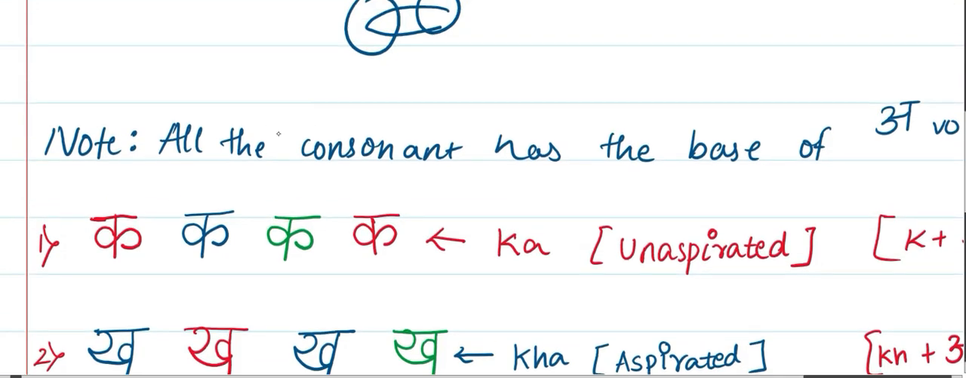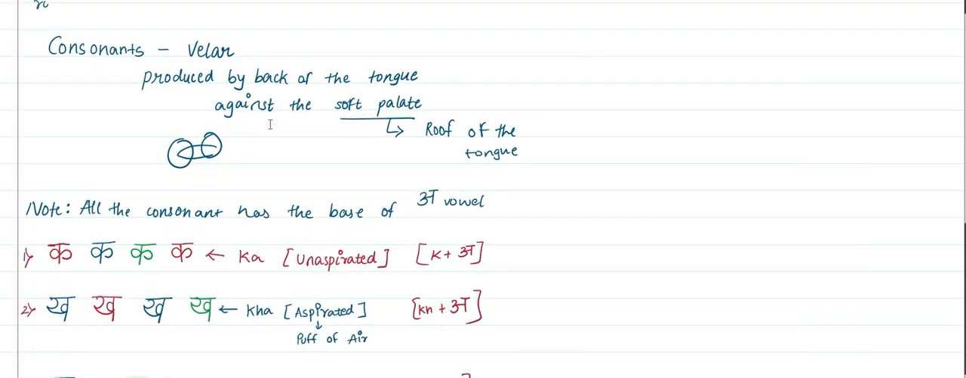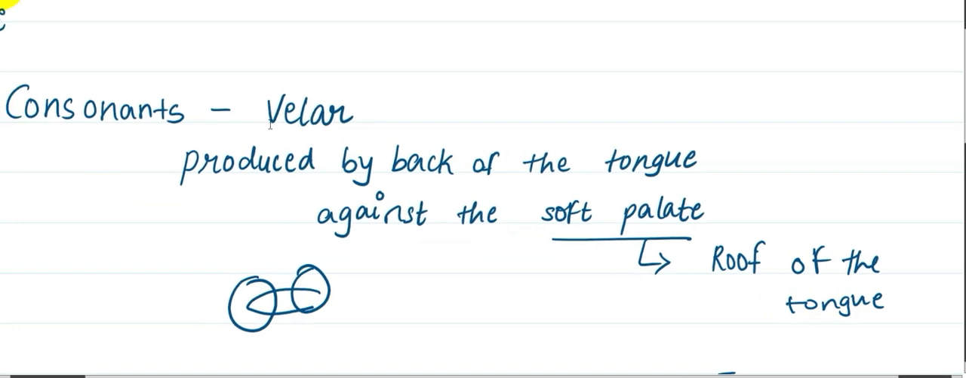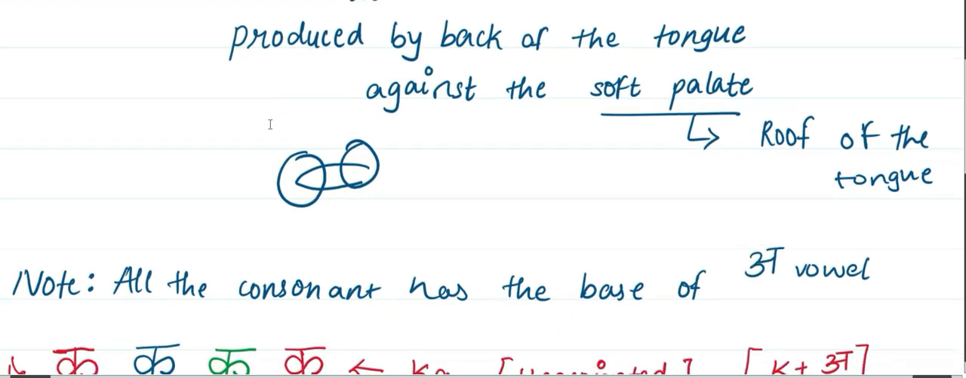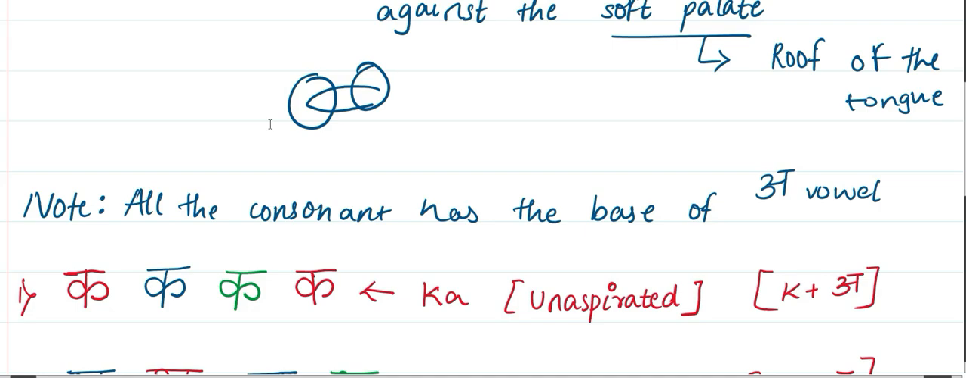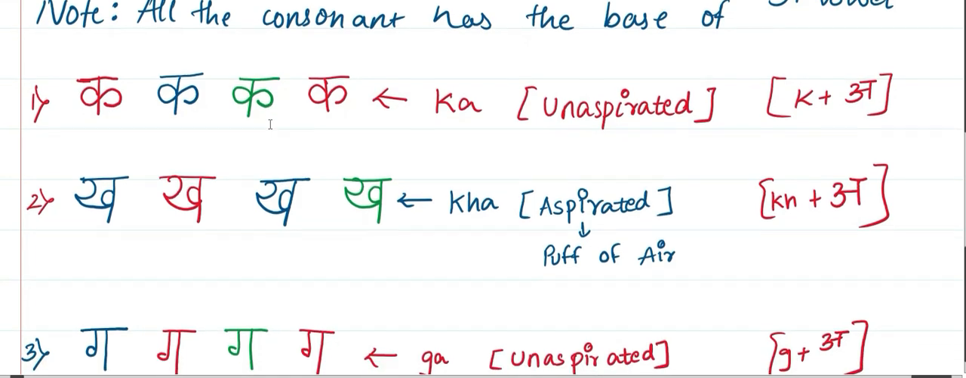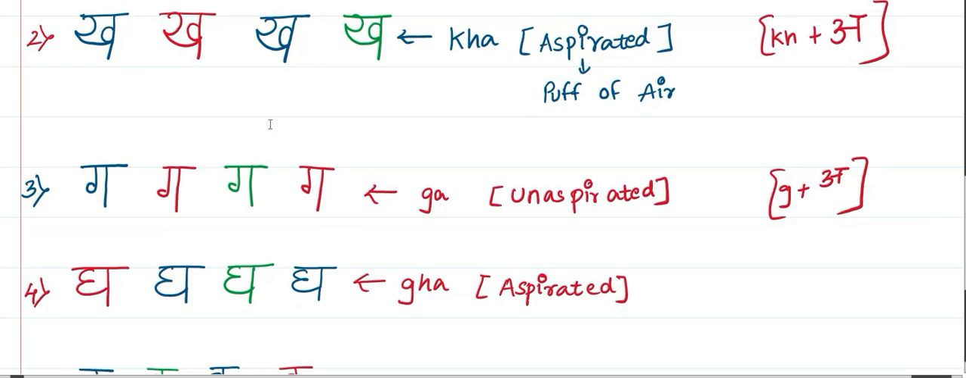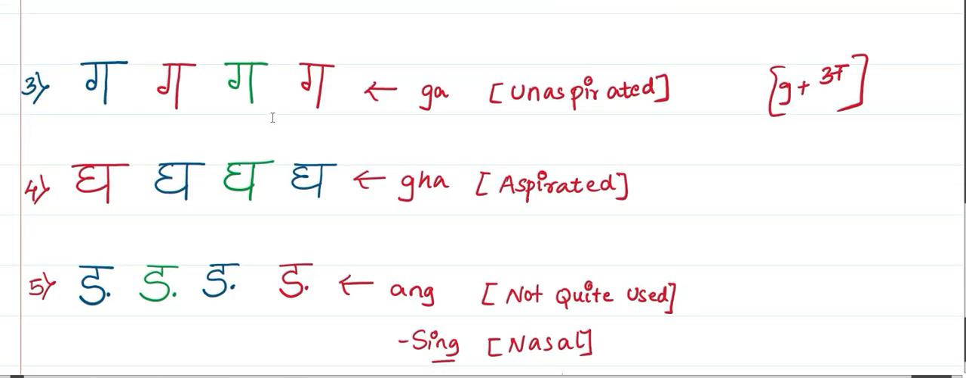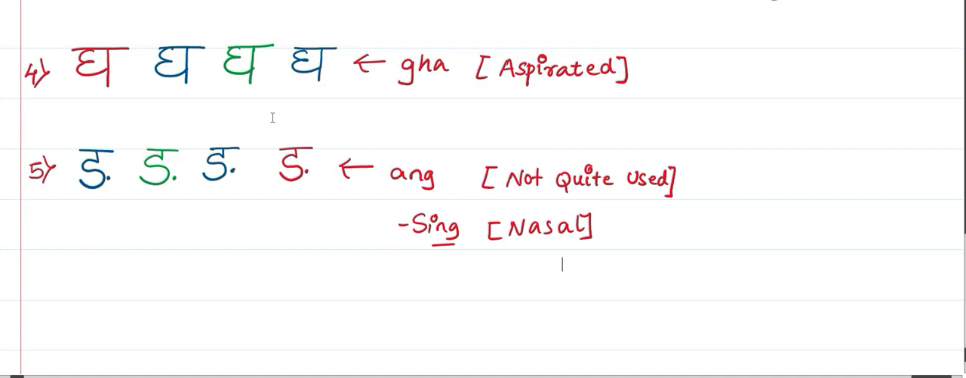So let's summarize it. There are different types of consonants depending upon the movement of the tongue. The velar consonants are the ones where the back of the tongue is against the soft palate. Palate is nothing but the roof of the mouth. All the consonants have the base sounding. So let's go one by one. The first one is k, the second one is kh, the third one is g, the fourth one is gh, the fifth one is ang. I hope you understand.